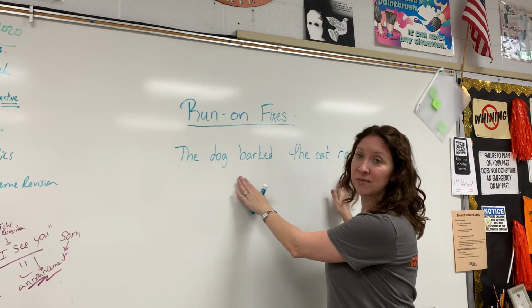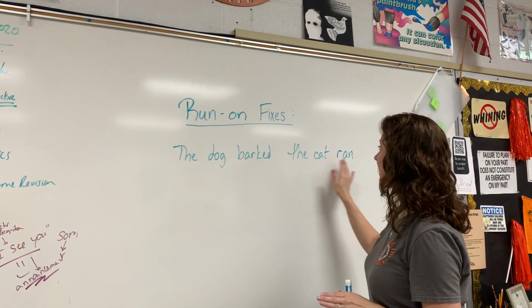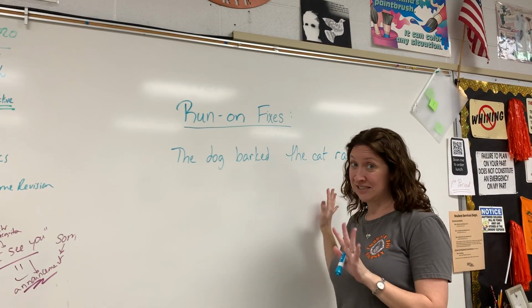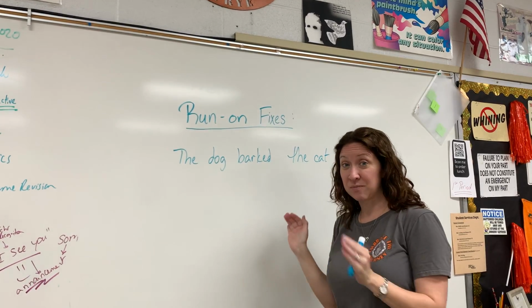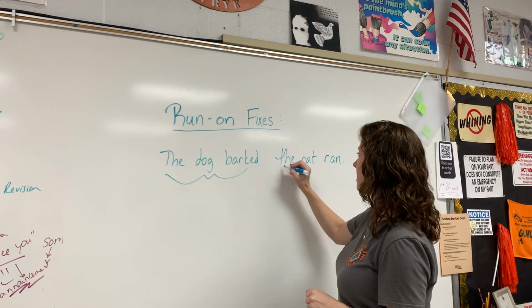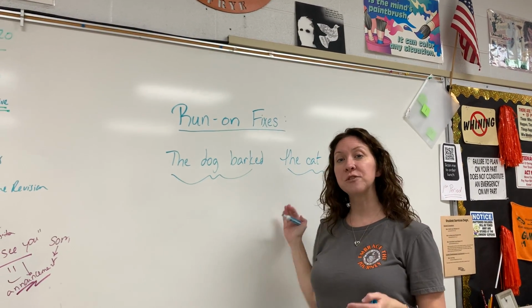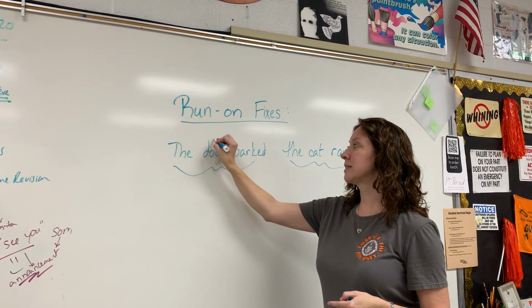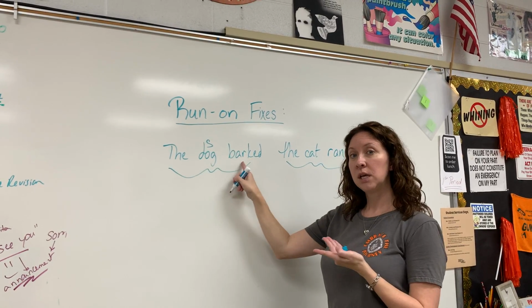Here is an example of a sentence. The dog barked, the cat ran. Doesn't work, right? There's something wrong. Yes, there are two different ideas. We have the dog barked and we have the cat ran. We know there are two different ideas because the dog is a subject. What does the dog do? He barks.